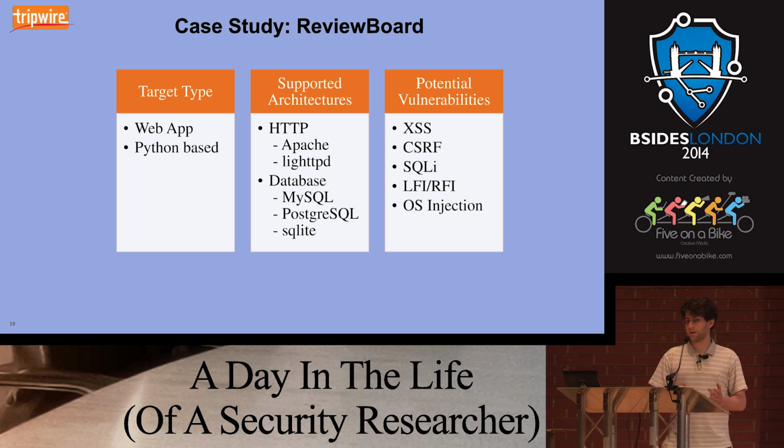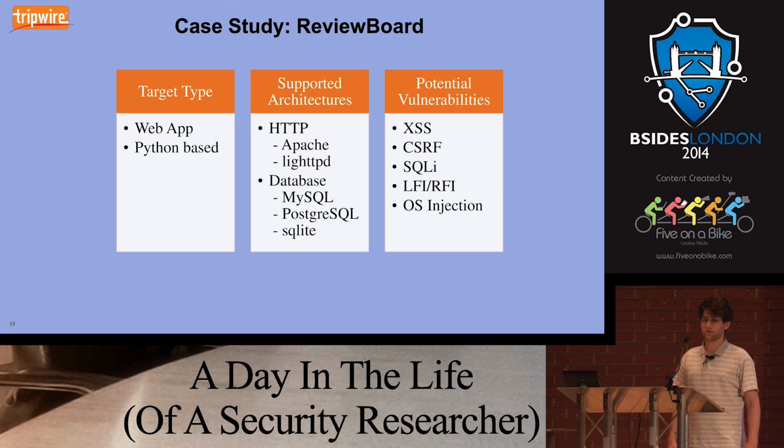So first, the starting point was to scope out what we're looking at. This is a web application. It's Python-based. It runs on a variety of HTTP servers. It runs with a variety of database backends. And from this, we can compile a list of possible vulnerabilities, which I've done on the right here. So since it's a web app, we're obviously going to look for cross-site scripting, cross-site request forgery. Since it uses databases, we're going to look for some SQL injection. We're also going to look for LFI and RFI.